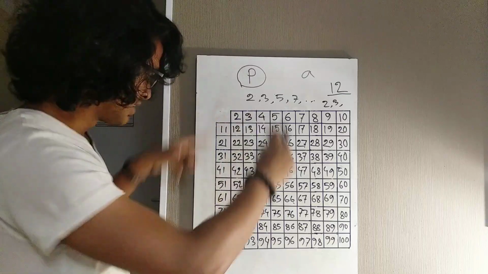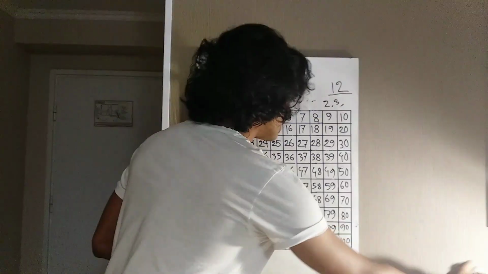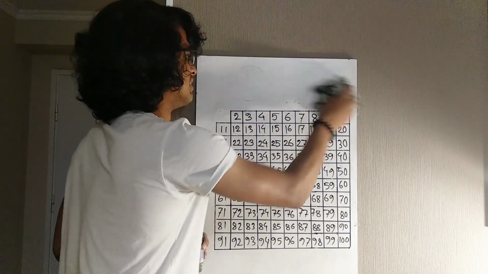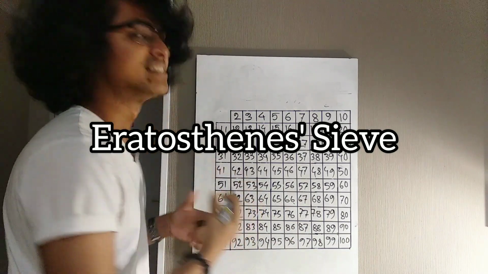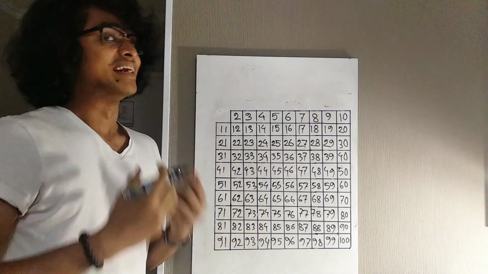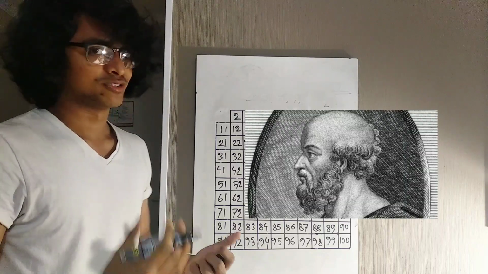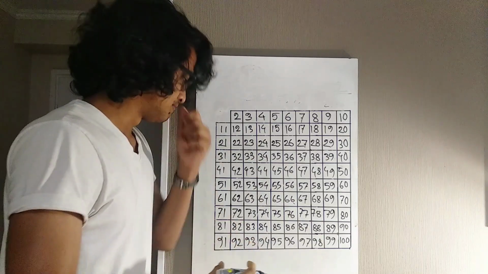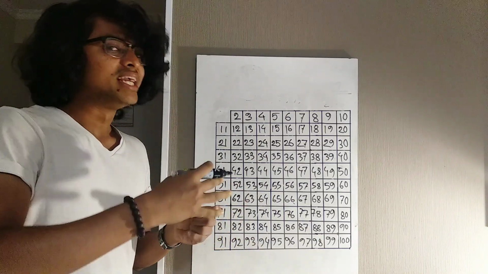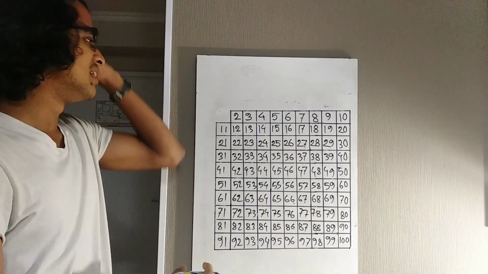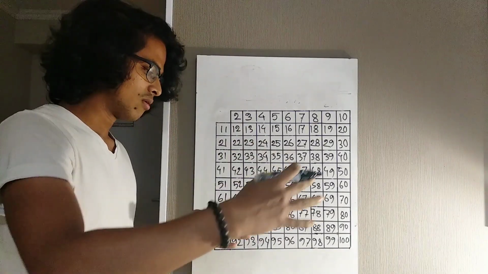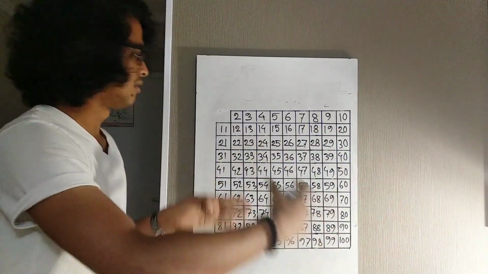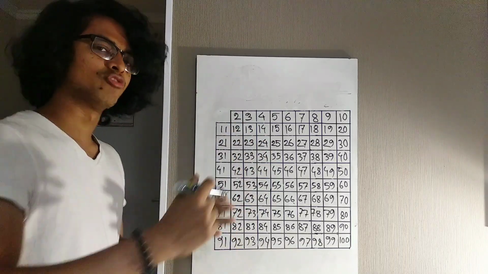So maybe some of you are wondering, what is this table right over here? Actually, I drew this table to explain an algorithm. This is called Eratosthenes' sieve. It was named after the Greek mathematician and geographer Eratosthenes. He created this fascinating algorithm for finding primes up to a certain limit. So if someone gives you the task of finding all the primes up to a certain number, you can use Eratosthenes' sieve to find all the primes.